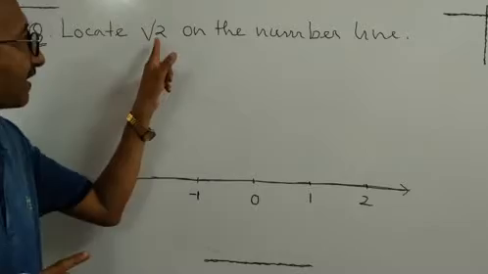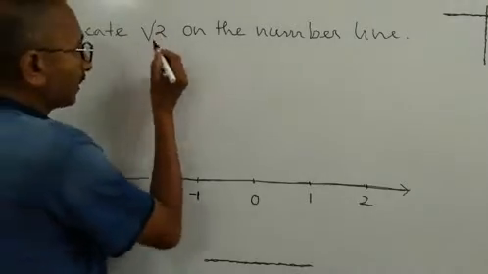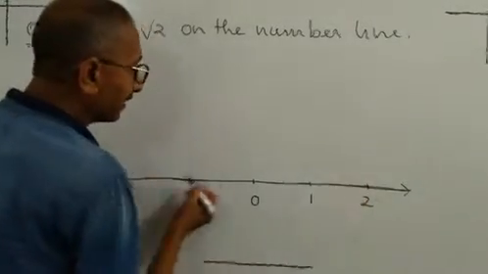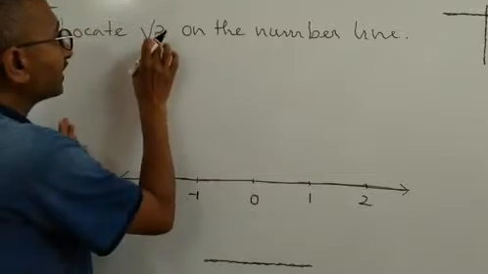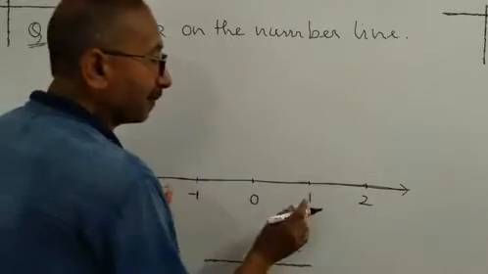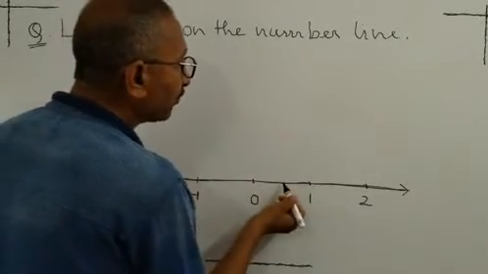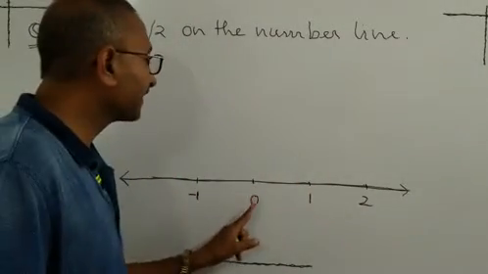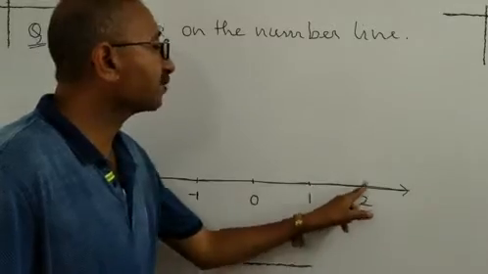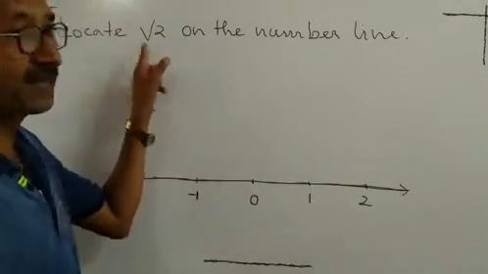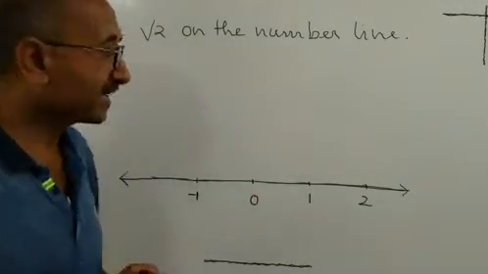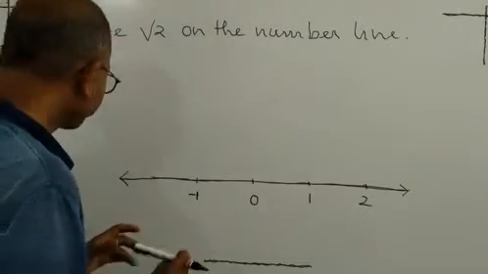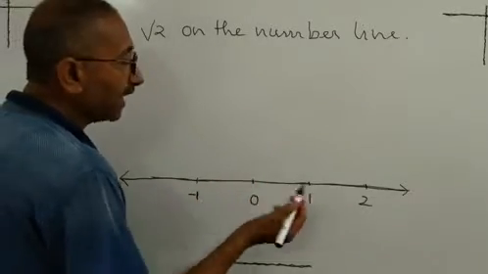Understand the question first. This is the number line. We don't know where root over 2 will come, at which point root over 2 will be represented on this number line. We know that this point represents 0, this point represents 1, this point represents 2. So which point represents root over 2, that we are going to see. First of all, we'll have some construction.